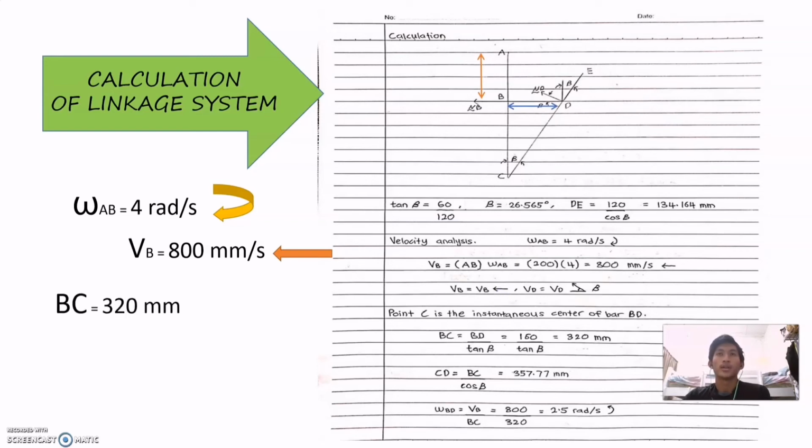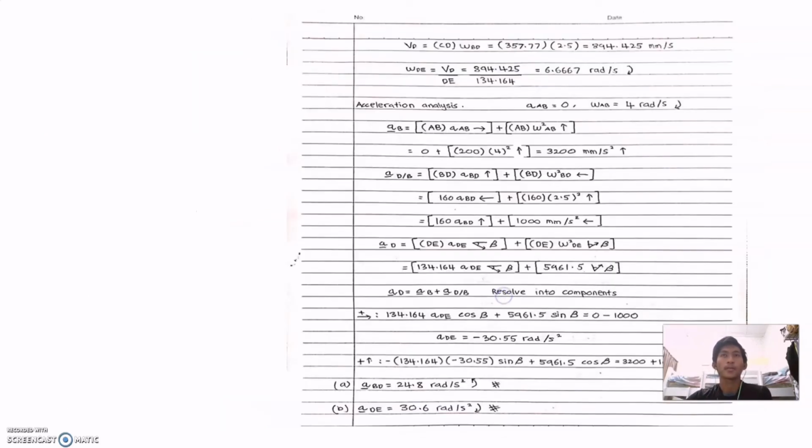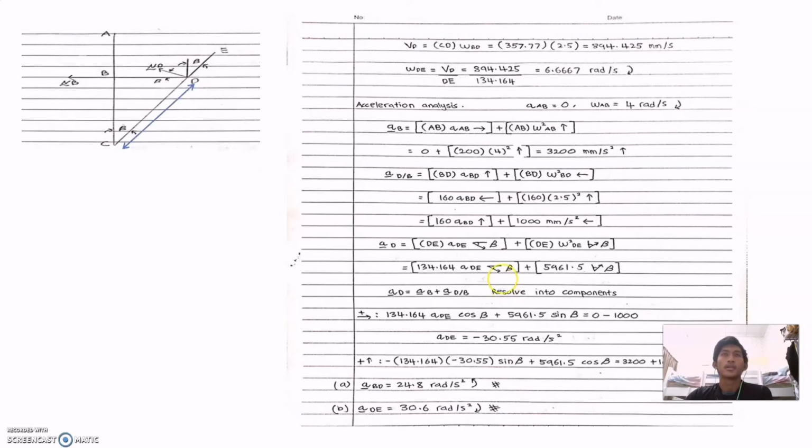Next, length of CD equals BC over cos beta equals 357.77 mm. For omega BD equals VB over BC. VB is 800 and BC is 320, and the answer is 2.5 radians per second anti-clockwise. Okay, for the velocity of D, CD times omega BD equals 894.425 mm per second.